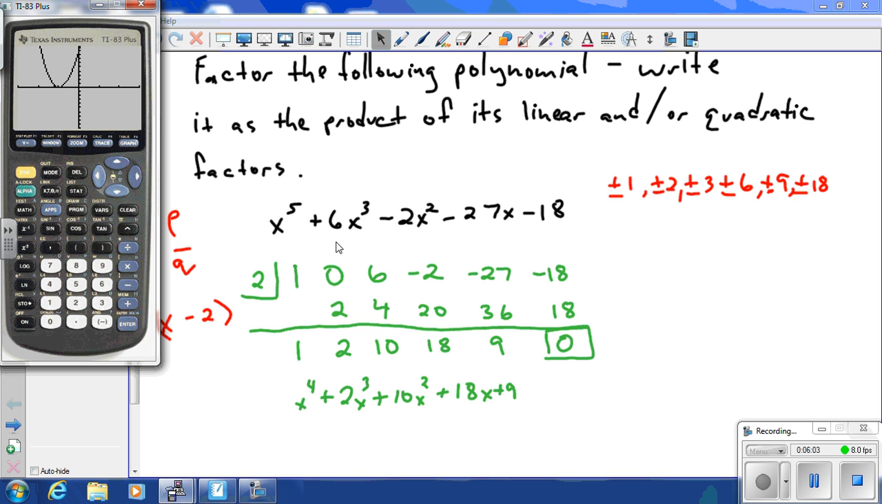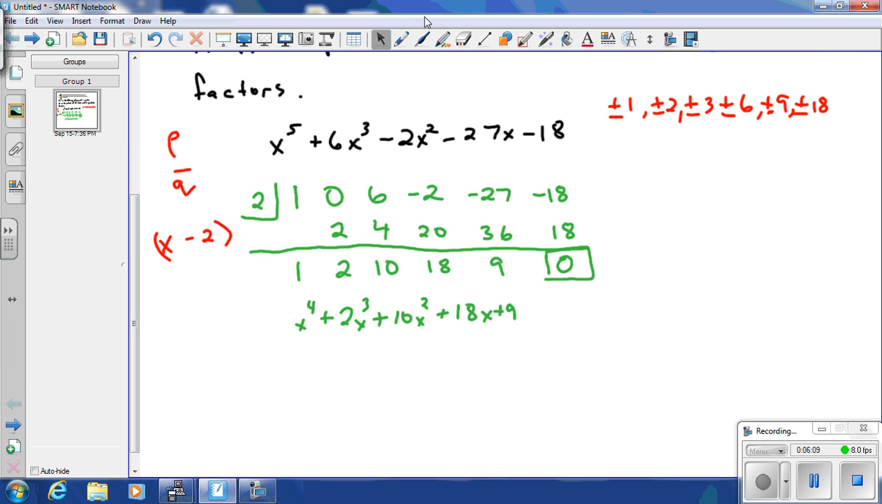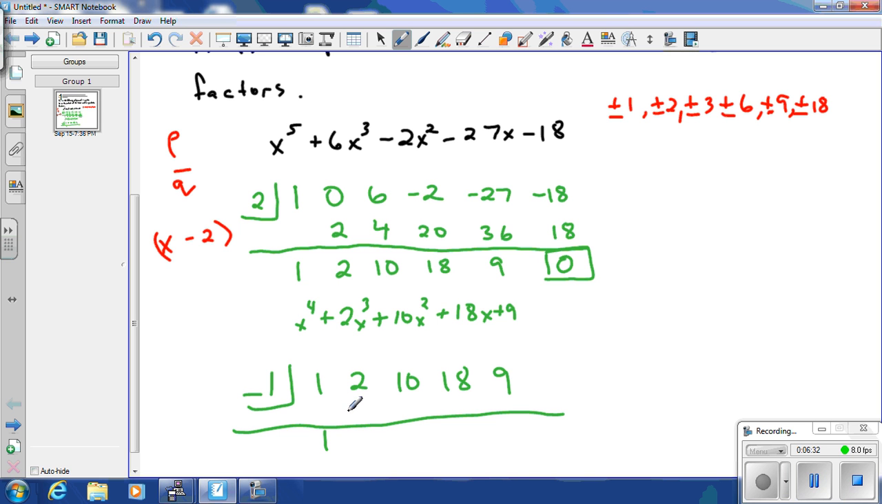So now, that would be a -1 inside the box. So we'll go down here. Let's get our green on. Okay, so -1 goes inside the box. And now I have these coefficients: 1x to the 4th, 2x cubed, 10x squared, 18x, and 9. And we'll do it again, giving us a 0 remainder, as it should.